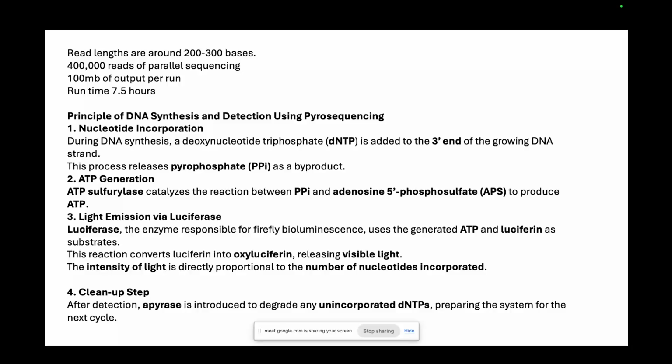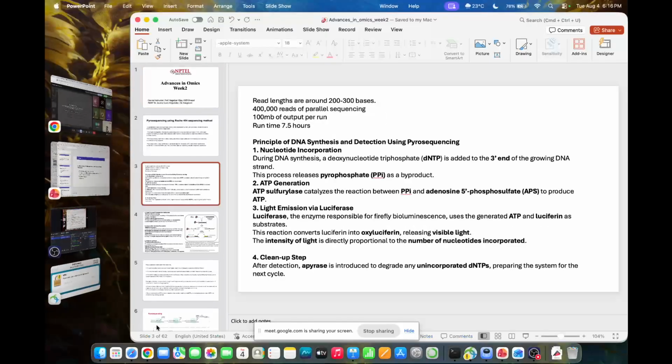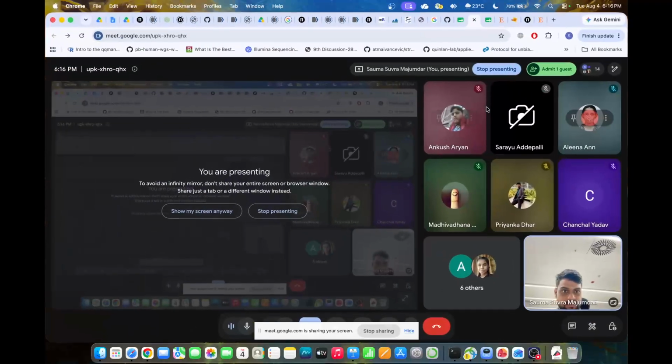After you get the signal out, there is also a cleanup step where the enzyme apyrase is introduced to degrade any unincorporated dNTPs, which prepares the system for the next cycle. Before the next cycle with the next nucleotide, you have to remove any unincorporated dNTP from the solution, which is done by this enzyme apyrase.